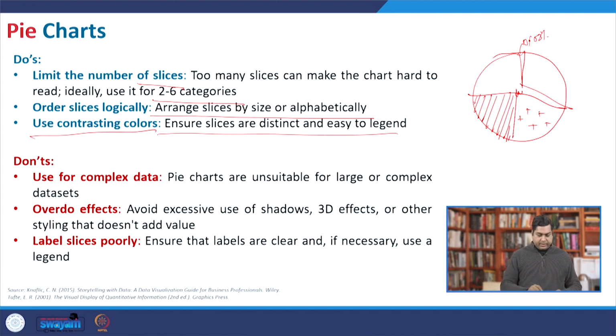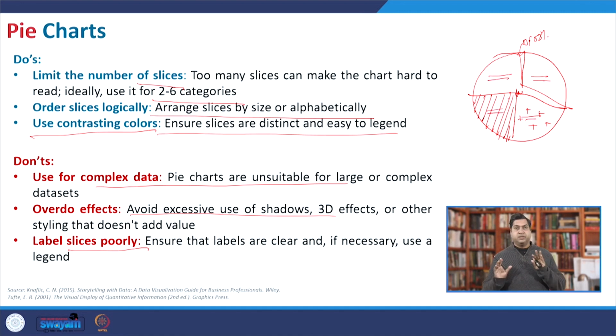Now, the don'ts. Do not use it for complex data. In that case you go for alternative options. Do not overdo the effects; avoid excessive use of shadow and the 3D pie chart, etc., for scientific writing. And label all the slices properly. In many cases you can write the information within that particular slice if the size of the pie is good enough and the text is legible, or else you have to use a legend. In legends you can write down the meaning of the colors and which group each belongs to.